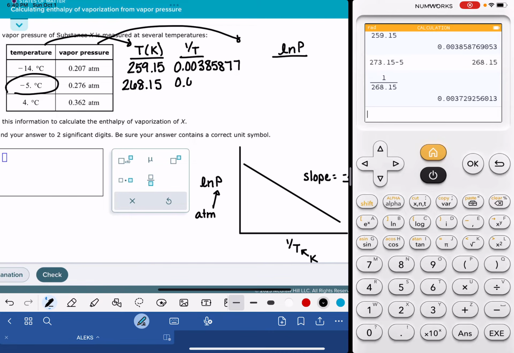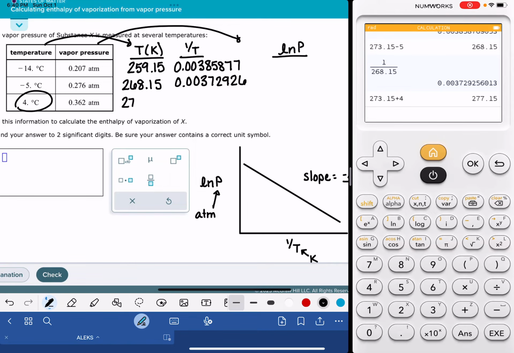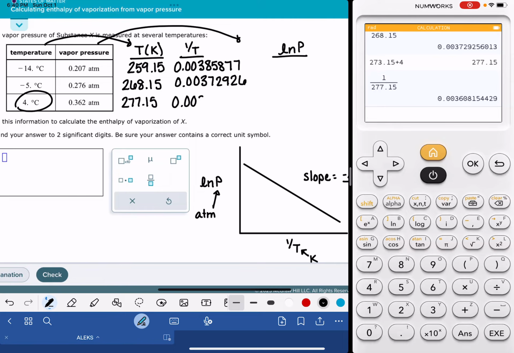To 6 sig figs, that is 0.003729226. And then last but not least, our final temperature is 4. 273.15 plus 4 is 277.15. The inverse of that temperature to 6 significant figures is 0.00360815.